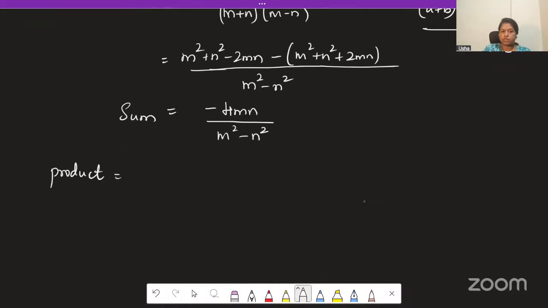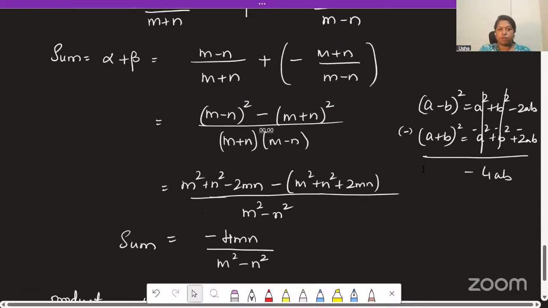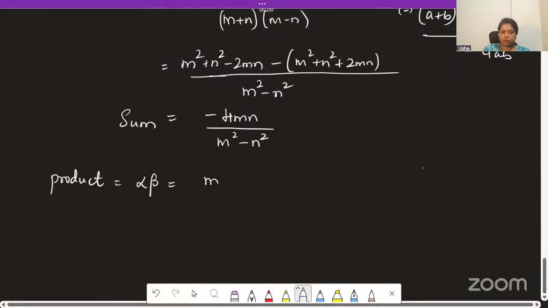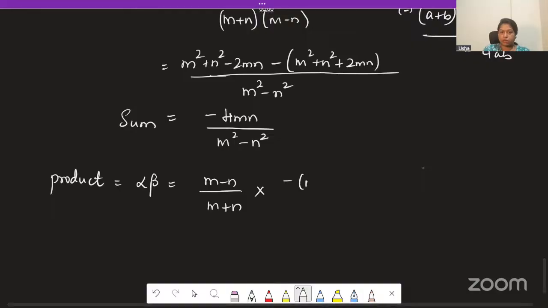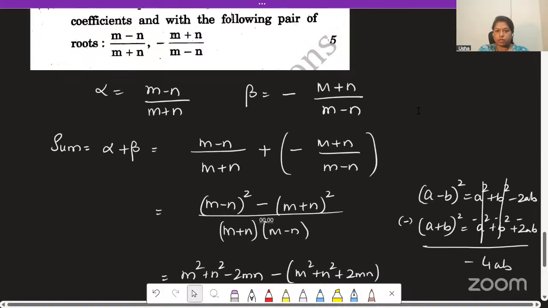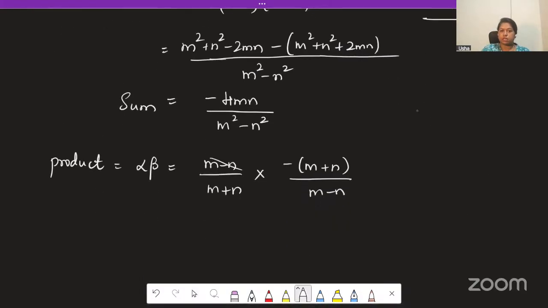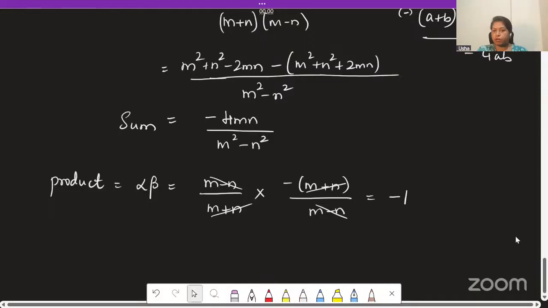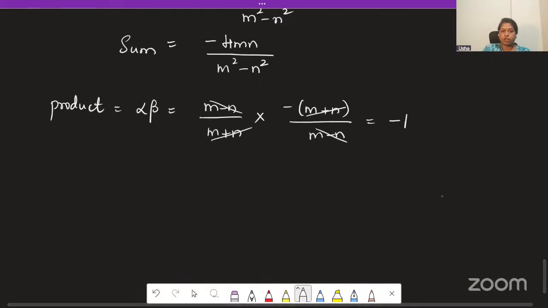Product is alpha into beta, which is (m minus n) by (m plus n) into (minus m plus n) by (m minus n), right? Beta is correct, (minus m plus n) by (m minus n). Now this and this get cancelled, this and this get cancelled, you will get minus 1. So the sum is this, the product is this. Okay. So what is the equation?